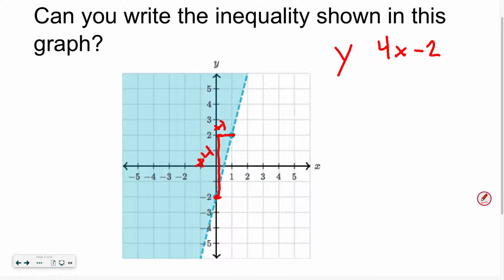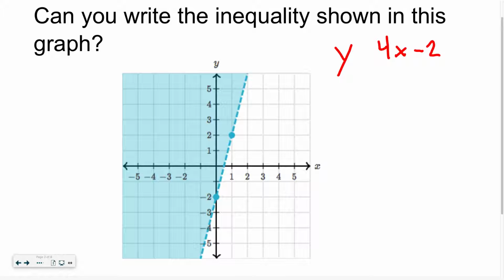So that was just a line. Now we're going to backtrack a little bit, and we're going to actually make this an inequality. So what's the next thing we would do here? Now we have some sort of form like an inequality, but we're missing some stuff. Look at the line: is it solid or dotted? So it's a dotted or dashed line.